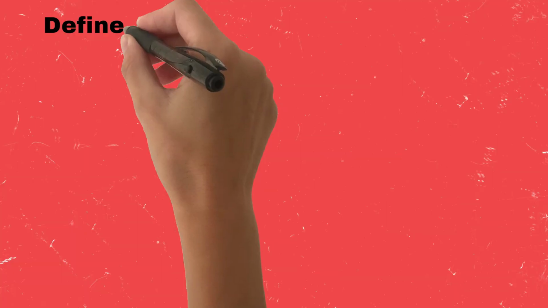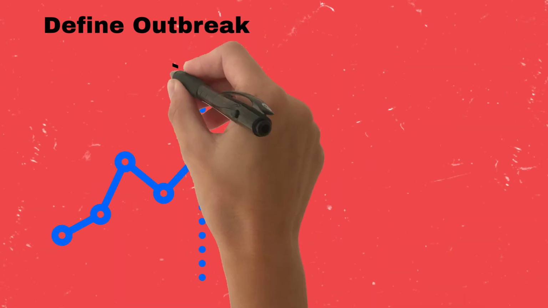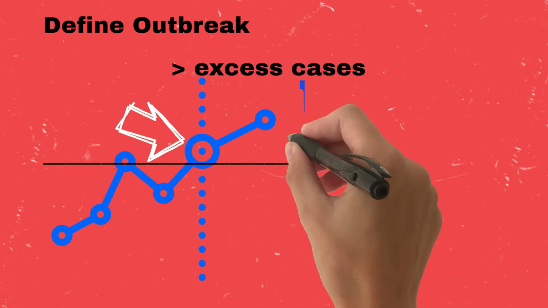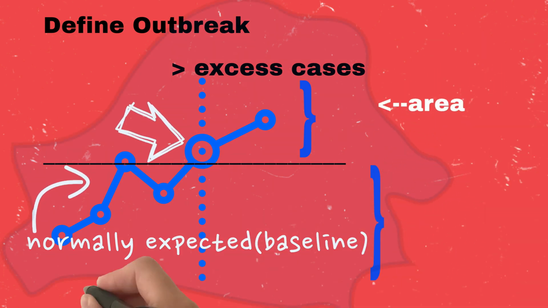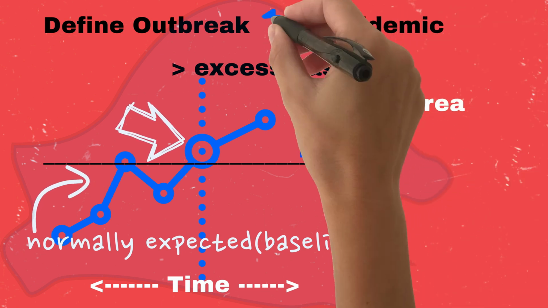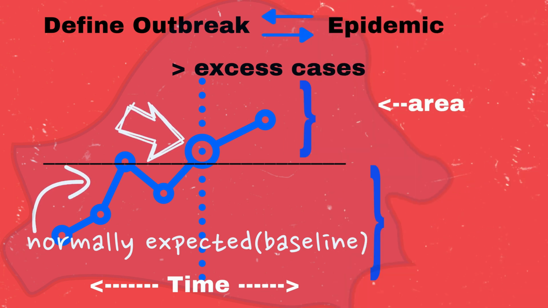Let's first define outbreak. When there are clearly excess cases of illness than normally expected in that population in a given area in a specific time, it is an outbreak. The terms epidemic and outbreak are often used interchangeably.